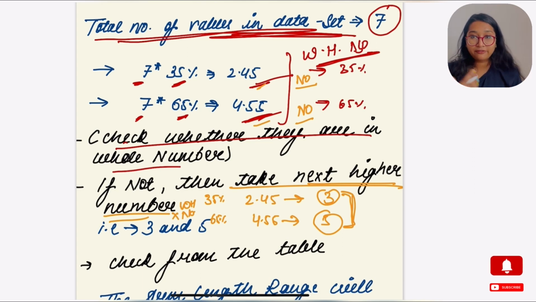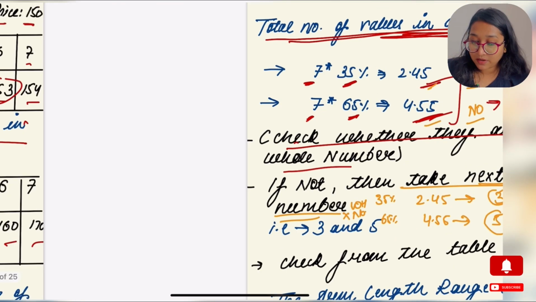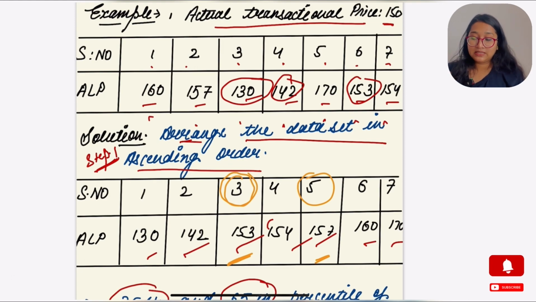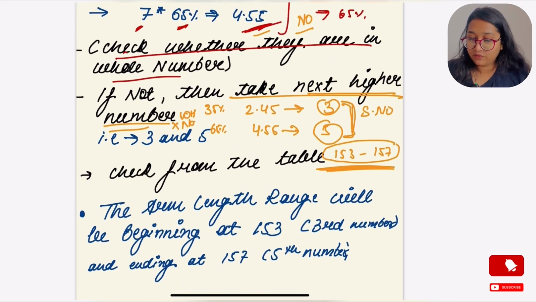Now we have to find out whether the numbers we get by taking the 35 and 65 percentage are whole numbers or not. No, they are not whole numbers. If they are not whole numbers, in this case we take the next serial number. So 2.45's next number will be 3, and 4.55's next number would be 5. These are the serial numbers, and we have to take the numbers that fall under them. The arm length prices would be 153 to 157, so this would be our range: 153 to 157.